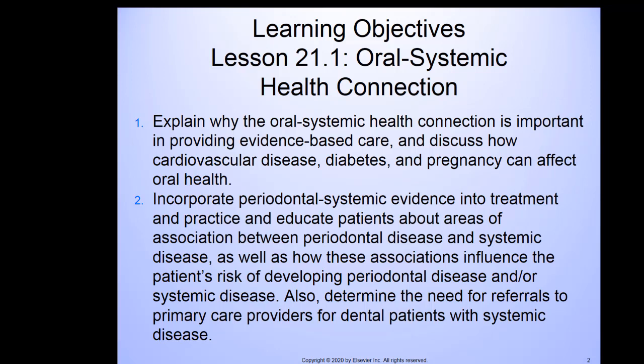Your learning outcomes for this chapter are that by the end of studying it, you will be able to explain why the oral systemic health connection is important in providing evidence-based care, discuss how cardiovascular disease, diabetes, and pregnancy can affect oral health, and incorporate periodontal systemic evidence into treatment and practice and educate patients about areas of association between periodontal disease and systemic disease, as well as how these associations influence the patient's risk of developing periodontal disease and/or systemic disease. You'll also be able to determine the need for referrals to primary care providers for dental patients with systemic diseases.